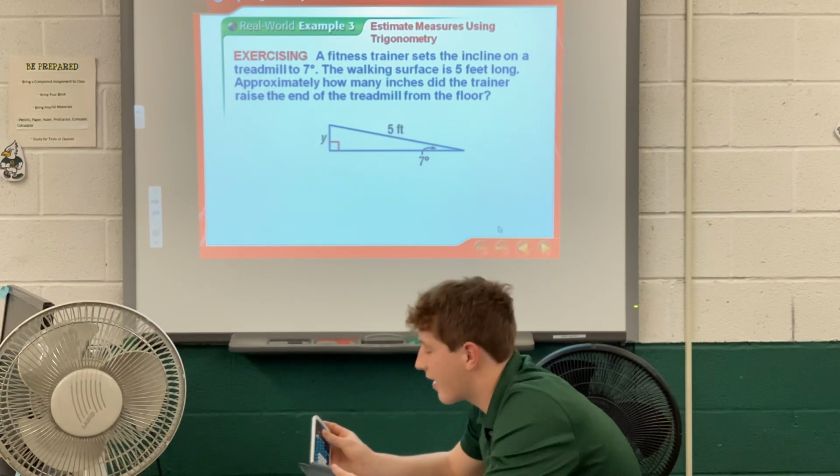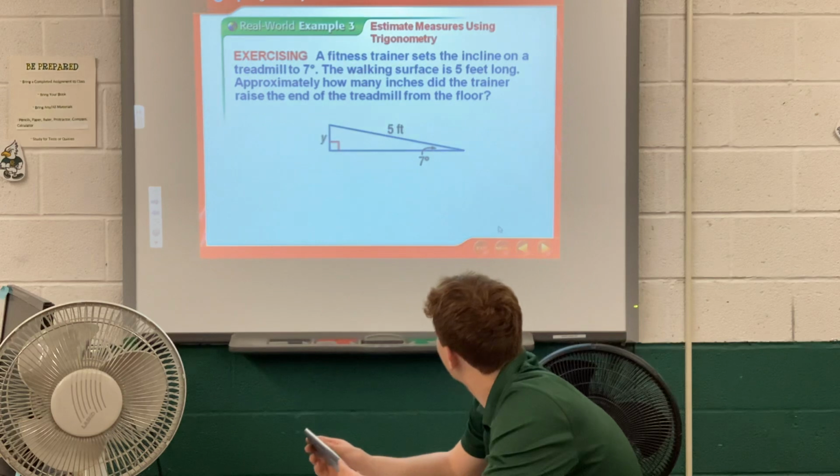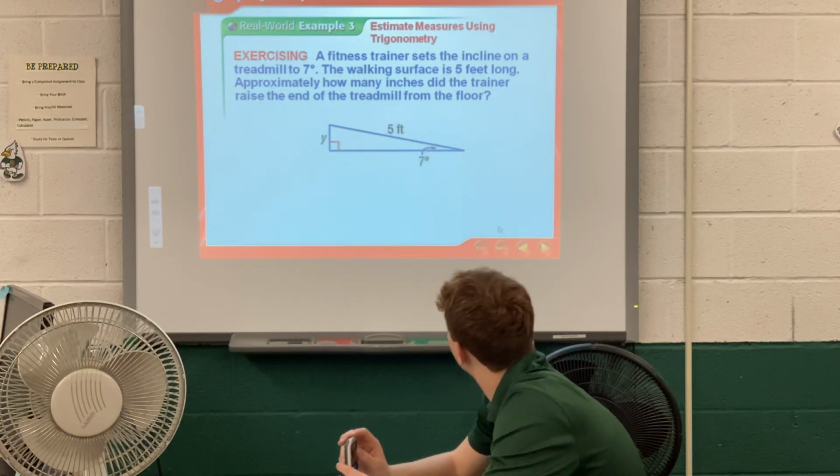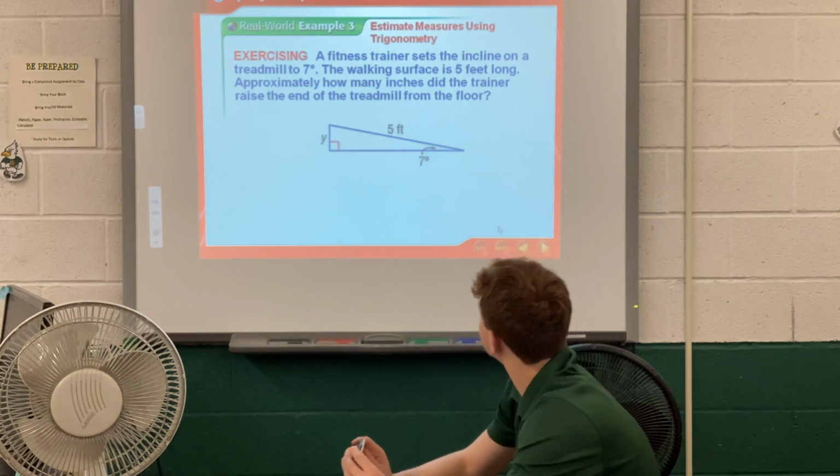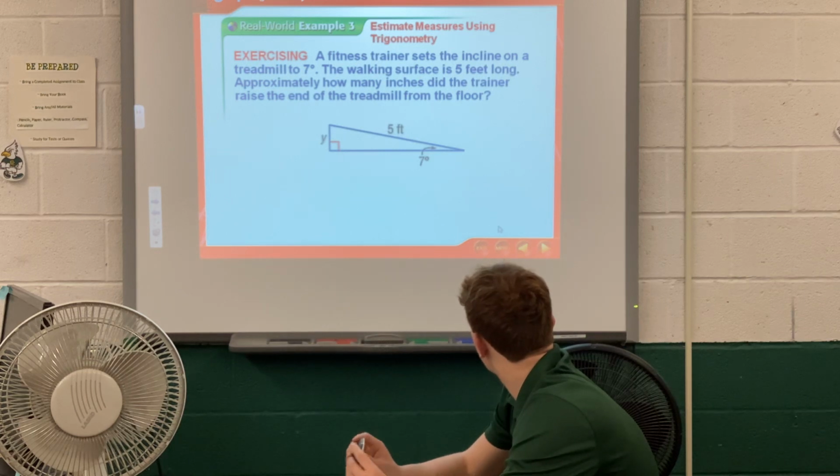Here's the problem right here. A fitness trainer sets the incline on a treadmill to 7 degrees. The walking surface is 5 feet long. Approximately how many inches did the trainer raise the end of the treadmill from the floor? So how do I find y?